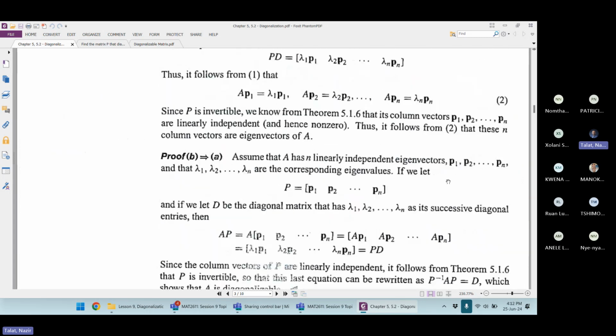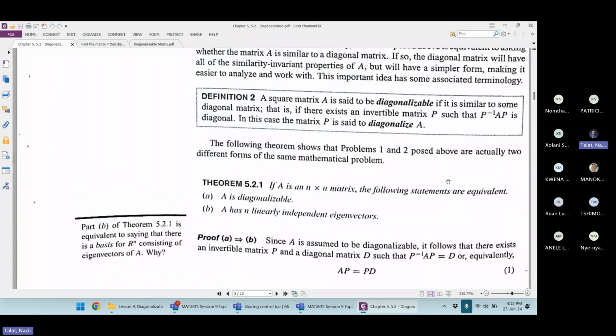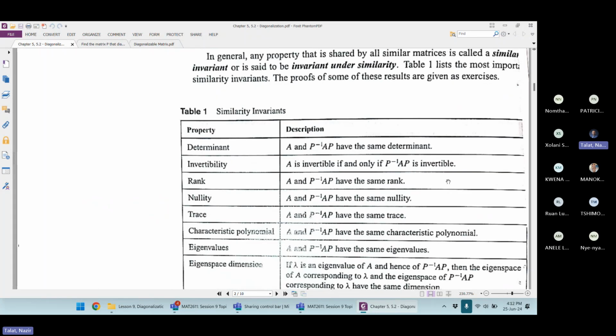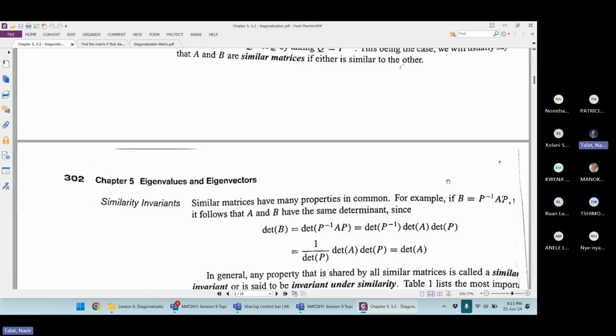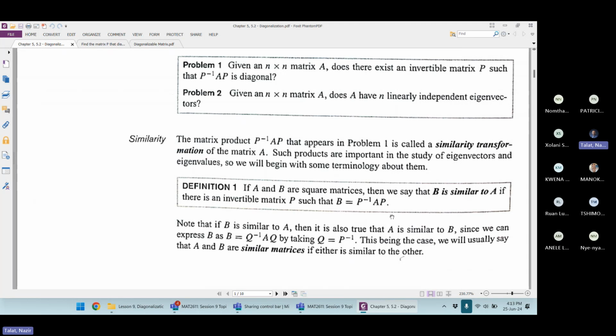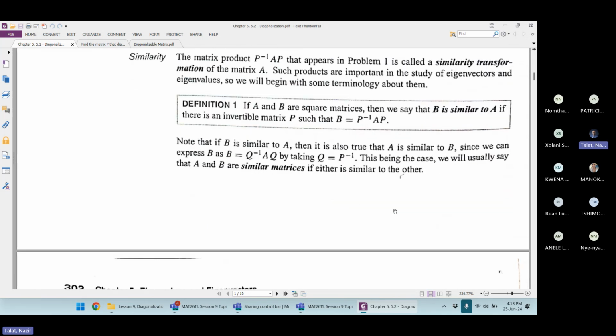Okay, thank you. So here, as we remember, we talked about similar matrices. A matrix A is similar to B if there exists an invertible matrix P such that B is equal to P inverse A P, where P is any invertible matrix. So the important thing is how to find a matrix P.